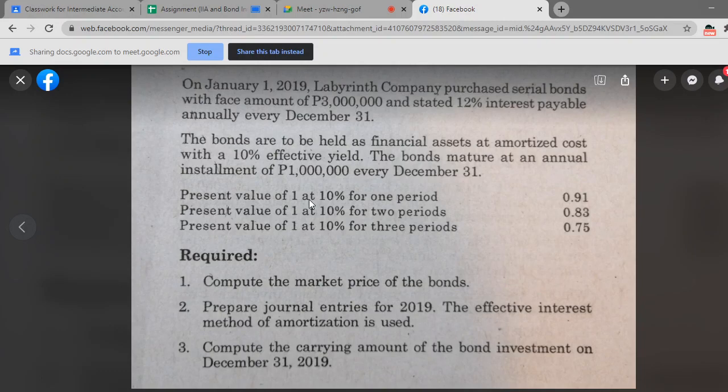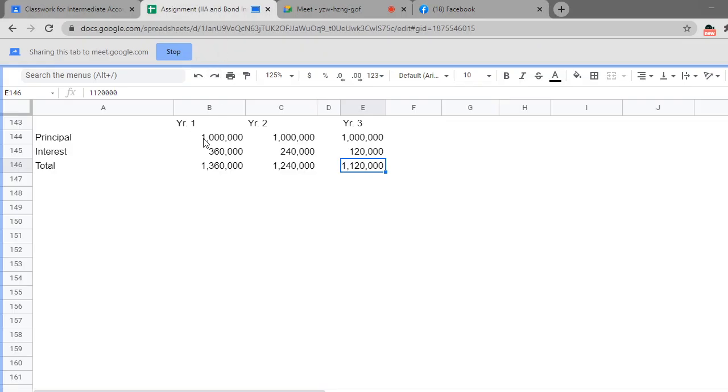Hindi siya katulad ng present value factor of ordinary annuity. Kasi, constant yun. Every year, makaka-receive tayo ng installment. For example, 100,000. Every year, 100,000. Every year, 100,000. Although, pwede naman natin siyang gamitin dito. But since this is serial, we are going to use the PV of 1.